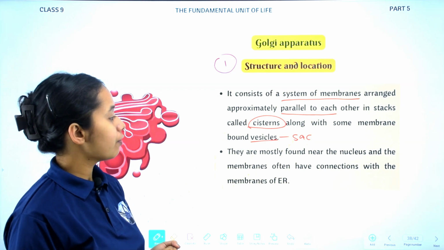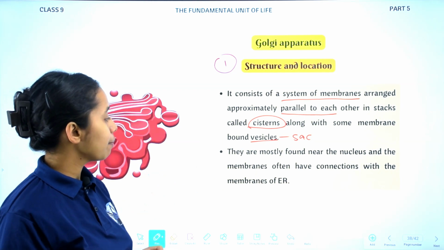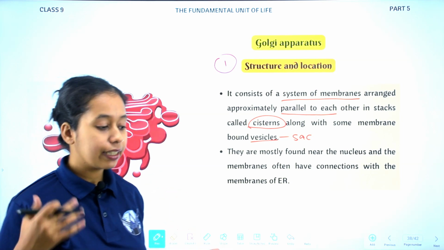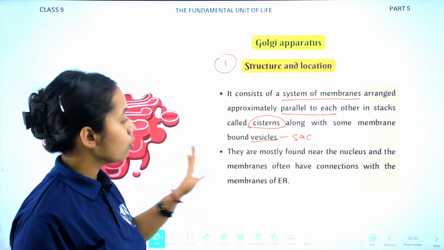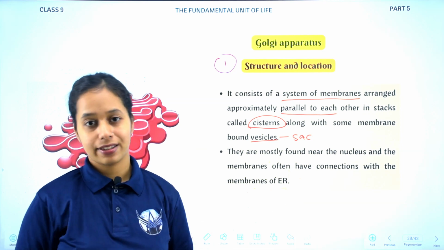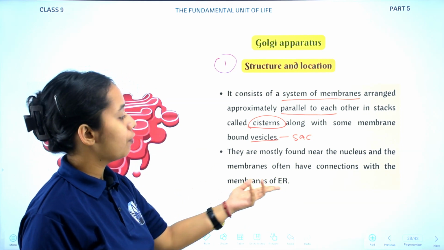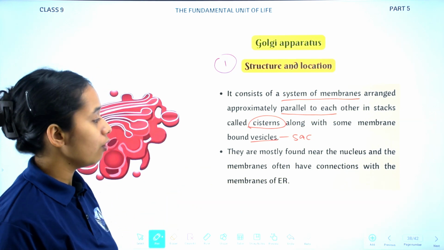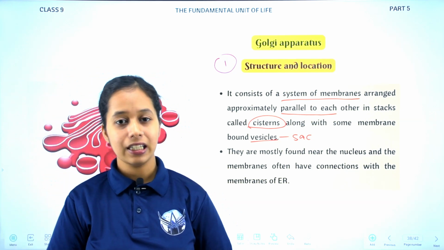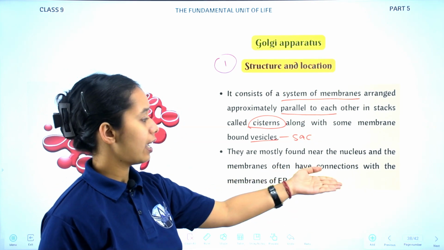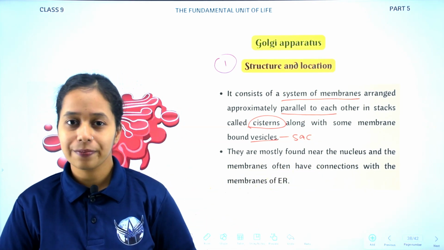So where are they found? They are found mostly near the nucleus, and the membranes often have connections with the membranes of the ER. Okay, why do they have connections with the membrane of the ER?